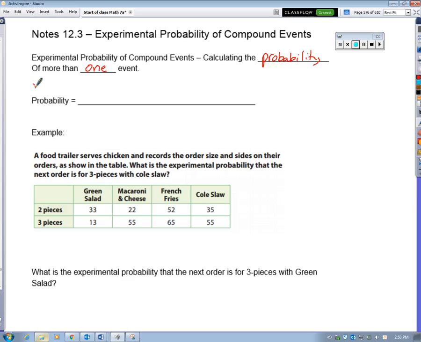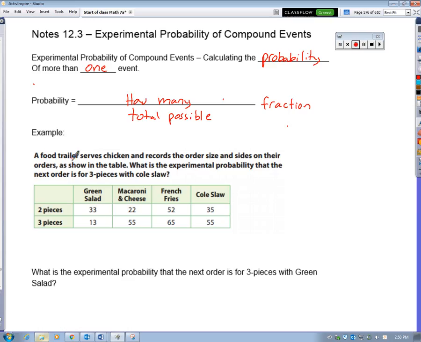Okay, and remember, probability is shown as a fraction where we have how many of something, whatever it is that we're talking about, over the total possible. Okay, so a compound event. Here's an example of a compound event. Let's read through this and we'll take a look at what's going on.